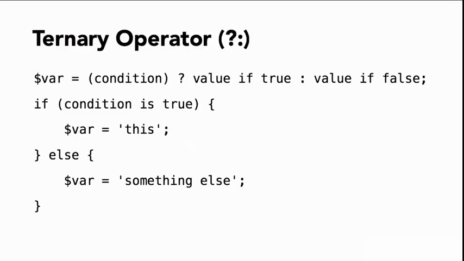The first of these is a condition that follows the assignment operator. The condition is followed by a question mark. To the right of the question mark is the value you want to assign if the condition is true. Next comes a colon, and then the value you want to assign if the condition is false. In effect, it's a shorthand way of writing this if-else conditional statement.